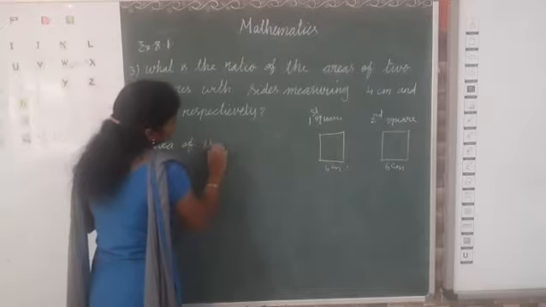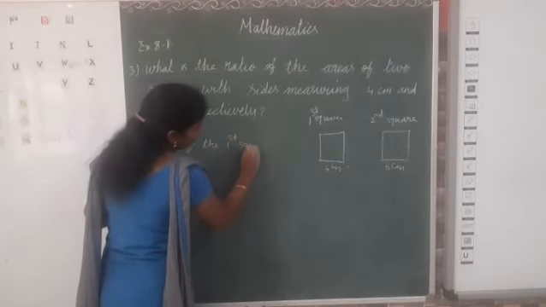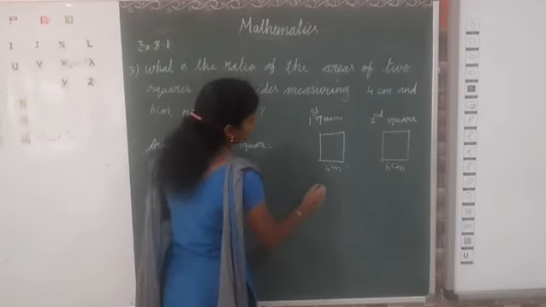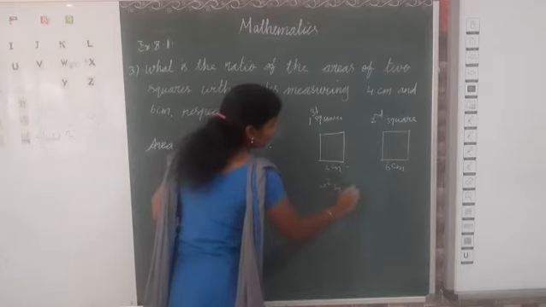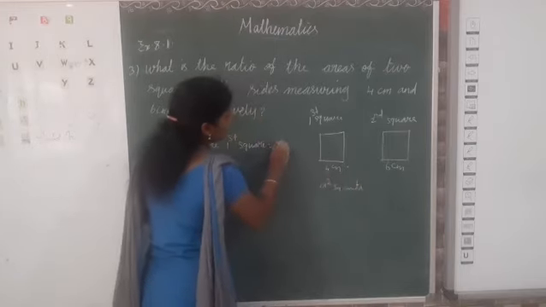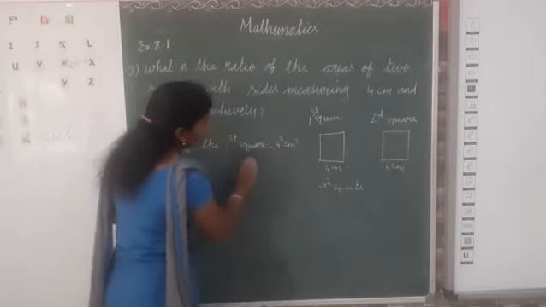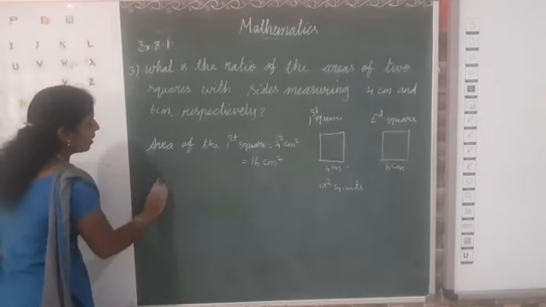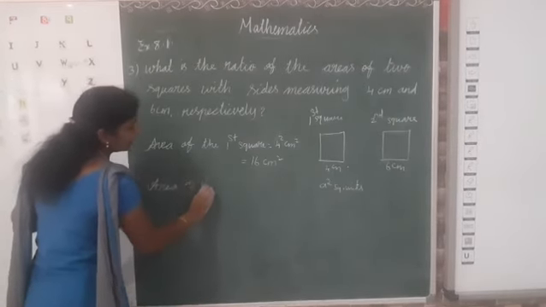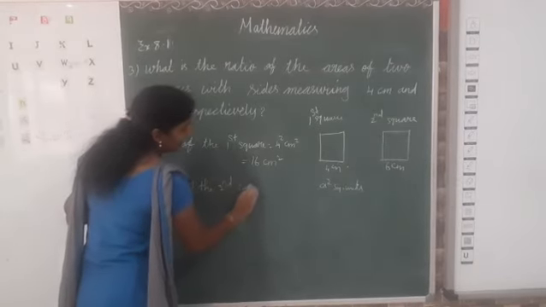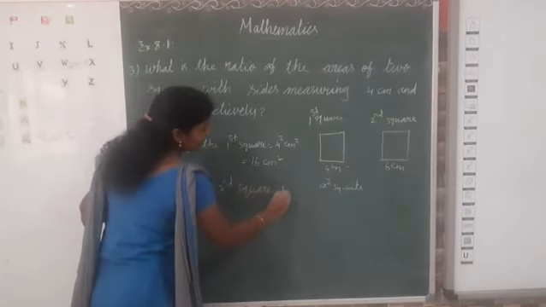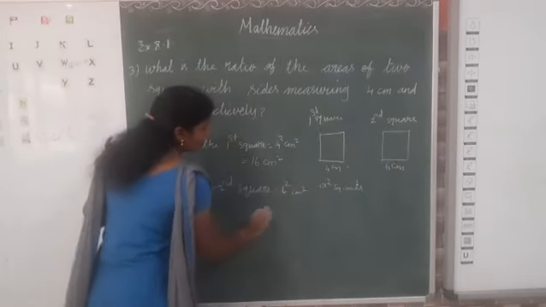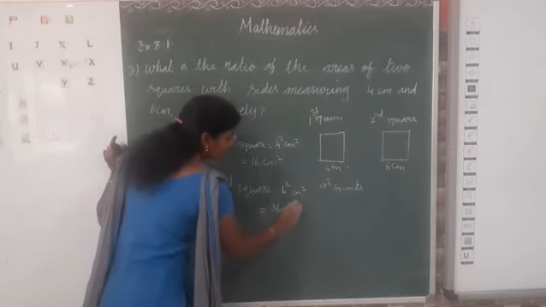Area of the first square equal to a square, isn't it? A square square units, that formula. Now 4 square centimeter square. 4 fours are 16 centimeter square. Then area of the second square is equal to 6 square. A square square means 6 square centimeter square. Equal to 6 sixes are 36 centimeter square.